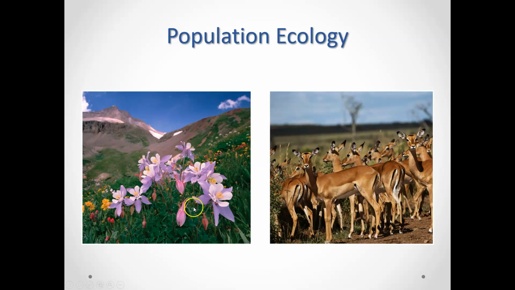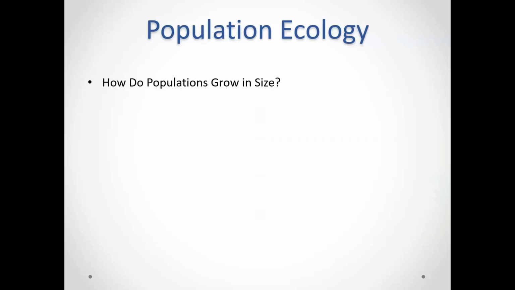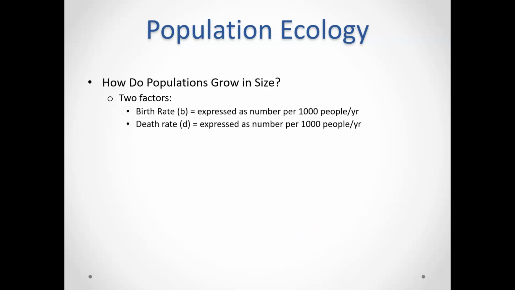So again, lots of varying definitions, but in general, regardless of whether we're talking about plants and wildflowers or whether we're talking about animals, any group of living things that are the same species that live in the same place at the same time are considered a population. So when we're looking at populations, it's important to know how populations change, how they change in size, specifically how populations are growing over time.